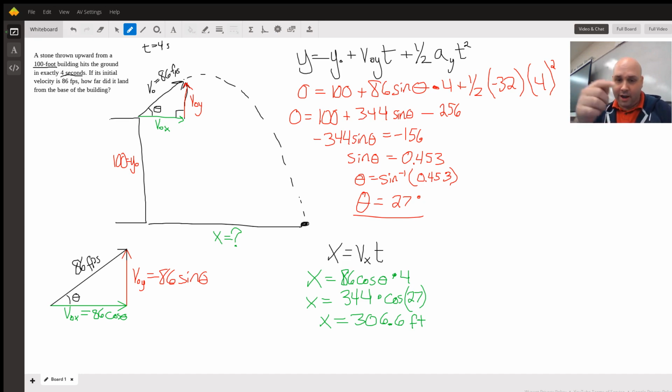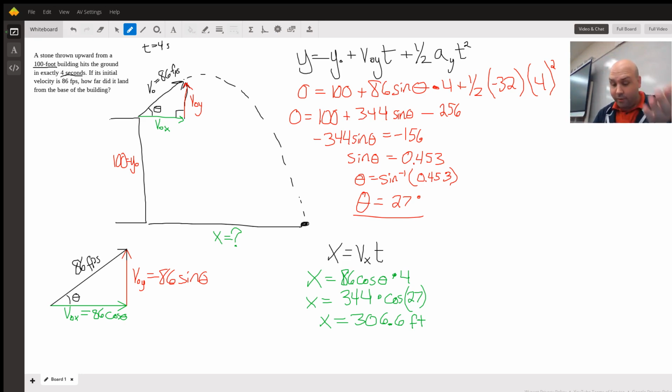So I plug in 86 cosine theta times 4, because 4 is the time and 86 cosine theta is the horizontal velocity. Now that I actually know the angle is 27, I can plug in the angle for theta. So I get 344 times cosine 27. I put that in my calculator, and I get 306.6 feet.